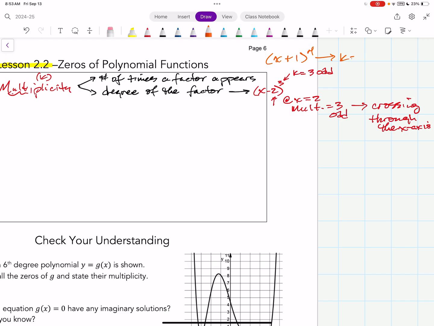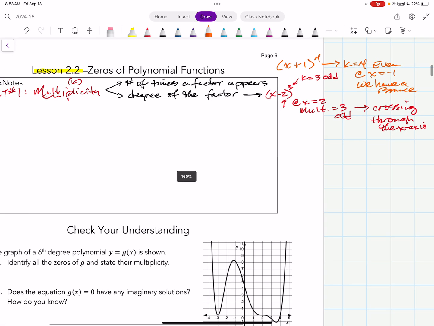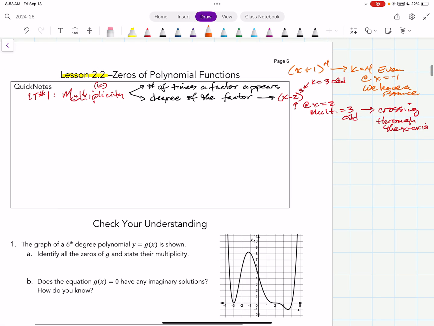So k, the exponent, the degree, is 4, and it's even. Okay, so at your zero, which is negative 1 in this case, at negative 1, we have a bounce. And you can verify that with decimals any day of the week because we've done that in class. Real easy to do. You just type the function in, look at it, and you can see that you have a bounce at -1.